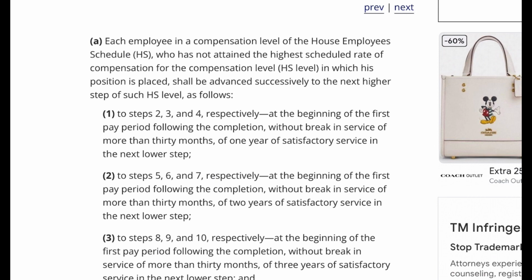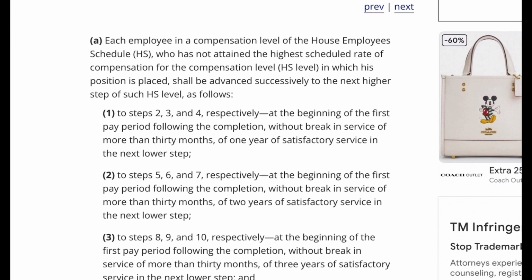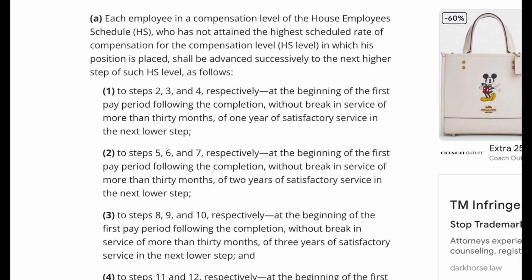2 steps 5, 6, and 7, respectively, at the beginning of the first pay period following the completion, without break in service of more than 30 months, of 2 years of satisfactory service in the next lower step, 3 steps 8, 9, and 10, respectively, at the beginning of the first pay period following the completion, without break in service of more than 30 months, of 3 years of satisfactory service in the next lower step, and 4 steps 11 and 12, respectively, at the beginning of the first pay period following the completion, without break in service of more than 30 months, of 5 years of satisfactory service in the next lower step.